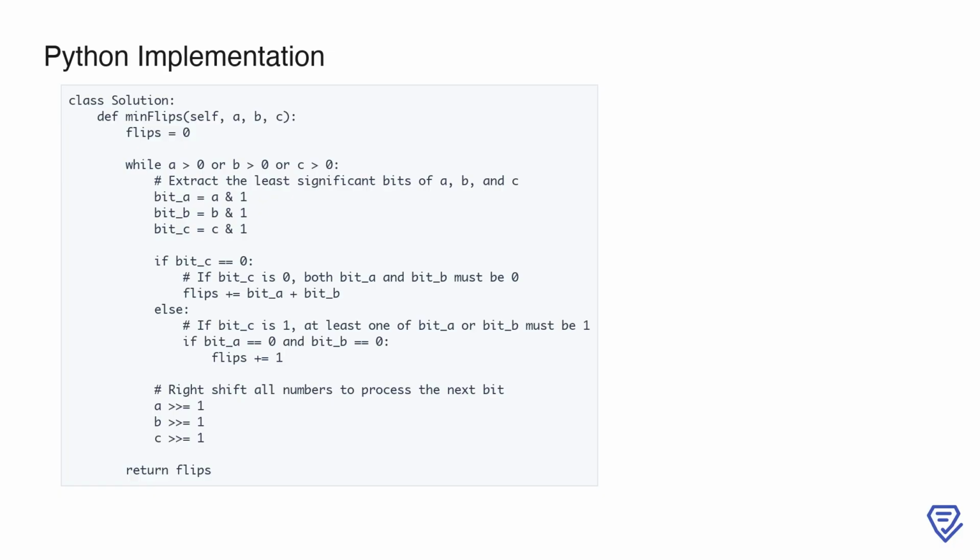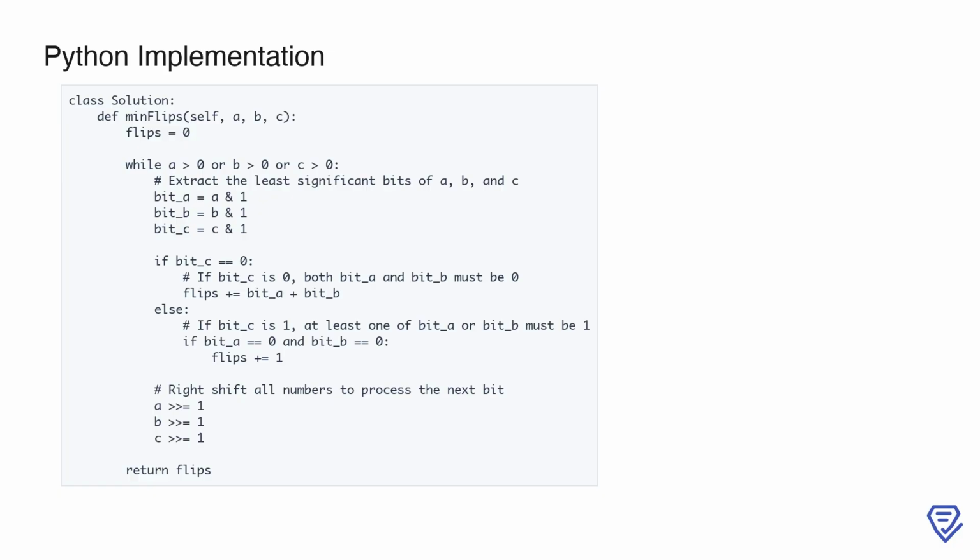If bit_C is 1, at least one of bit_A or bit_B must be 1. If both are 0, one flip is required to make one of them 1. After processing the current bit, all numbers are right-shifted by one position, using the right shift assignment operator, to move to the next bit. This continues until all bits in A, B, and C have been processed, i.e., all three numbers become 0. Finally, the function returns flips, which contains the total number of bit flips required.